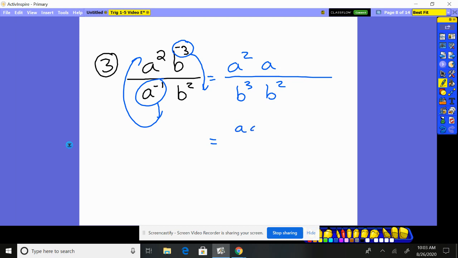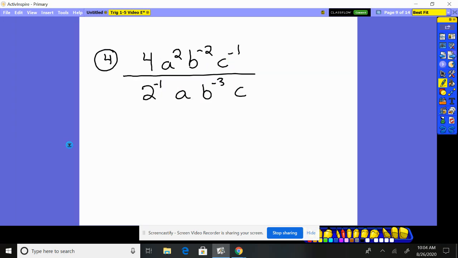I have a up top because AA is the a squared. B cubed is BBB and then a BB. So this gives us, nobody cancels out, a to the third over b to the fifth.